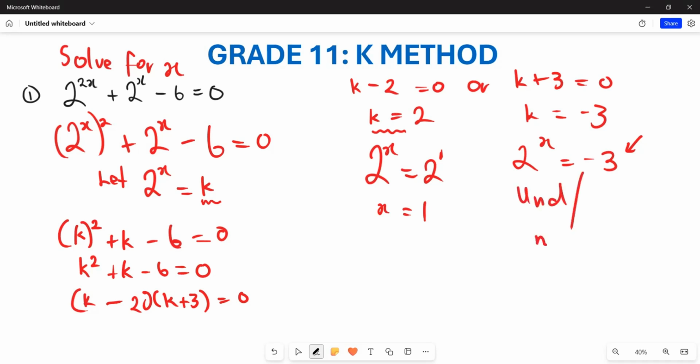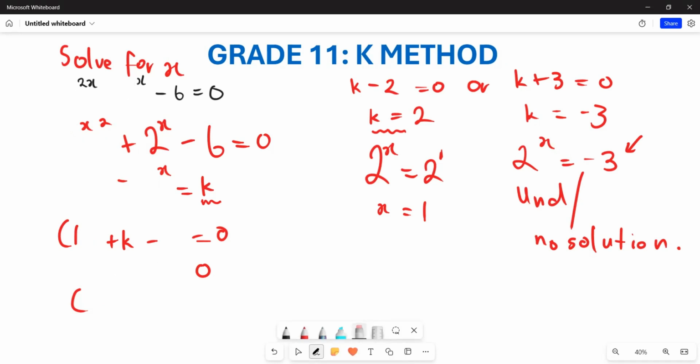Or you're just going to write no solution. So basically that is going to be that you are going to write undefined or no solution, right? Now, let's say I give you something else, right? Let's say now I give you another problem, your second problem.